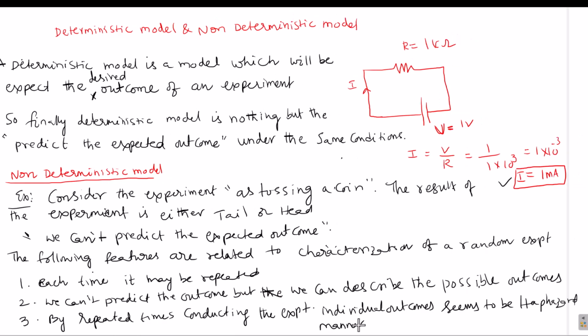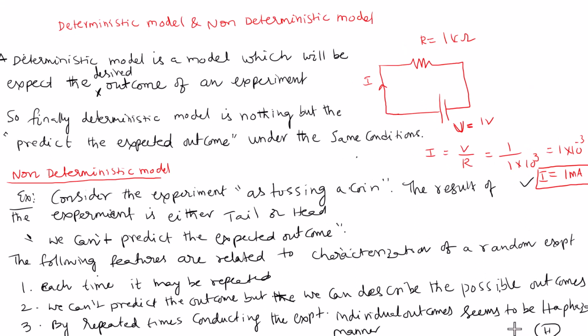Third, by conducting the experiment repeatedly, the individual outcomes seem to occur in a haphazard manner. That means when we toss a coin, it may be a head, and if you conduct the experiment another time, it may be a tail or it may be a head again. Out of these 3 times, we got 2 times head and only 1 time the tail. These types of mathematical formulations can be described by conducting the experiment repeatedly. Otherwise, we cannot predict the expected outcome.